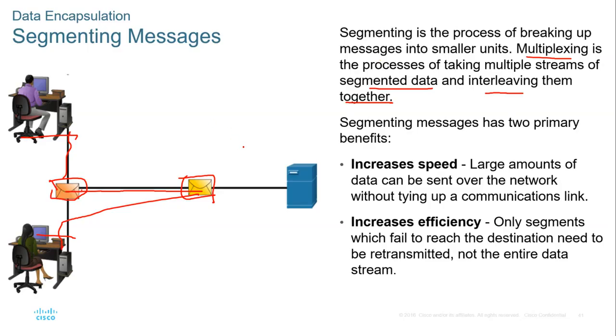So why do we need to segment? We have two primary benefits. First, it increases speed: if you have small segments, small units, the speed is already fast, so a large amount of data can be sent over the network without tying up the communication link. Second, it increases efficiency: only the segments which have failed to reach the destination are retransmitted, not the entire stream.